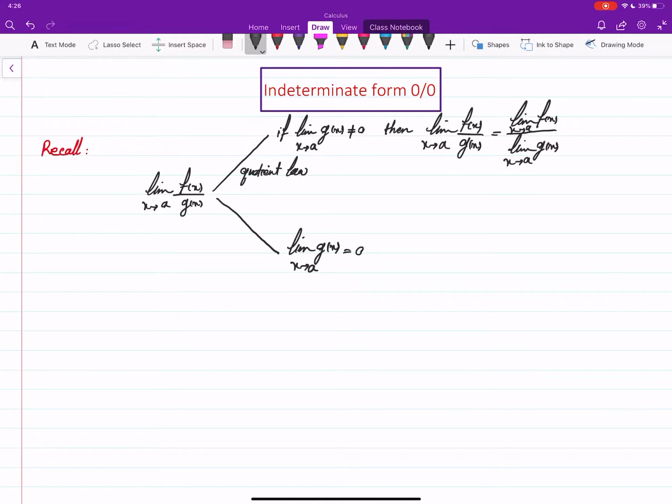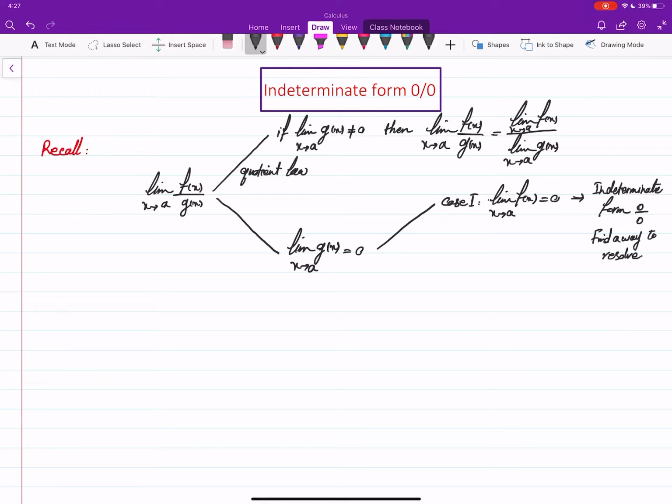Well, there are two cases. Case 1, where not only is the limit of the denominator 0, the limit of the numerator is also 0. In this case, we will have the indeterminate form 0 over 0. What this says is that you are in a special case and you have to find a way to deal with this, to resolve this issue.